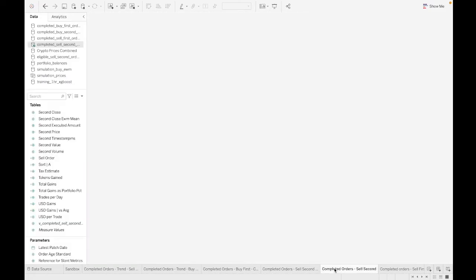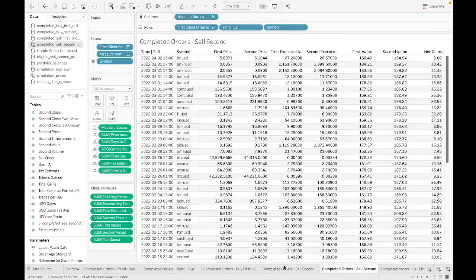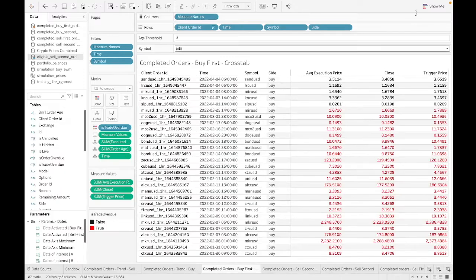Let's see if we look at some of the trading information here. This isn't even what I want, not the sell orders. I would like to see the buy first orders. Okay, so what we can see here is we are buying in, and every time we have a buy first order, you buy first, then you sell second. It's kind of the terminology I'm using here.